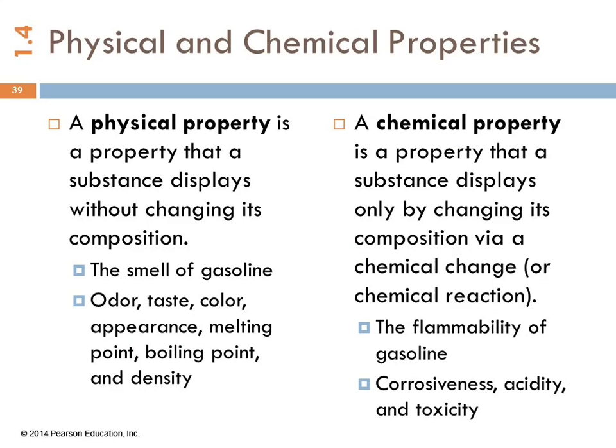So this kind of summarizes, oh wait, no, this is slightly different. We've got chemical and physical changes, and then we've got chemical and physical properties. They're related, and yet they're not the same. A physical property is a property that a substance displays without changing its composition. So can you observe this property without actually causing the substance to change? You smell gasoline. Does that change what the gasoline is? No. If you look at the color of something, does that change what it is?